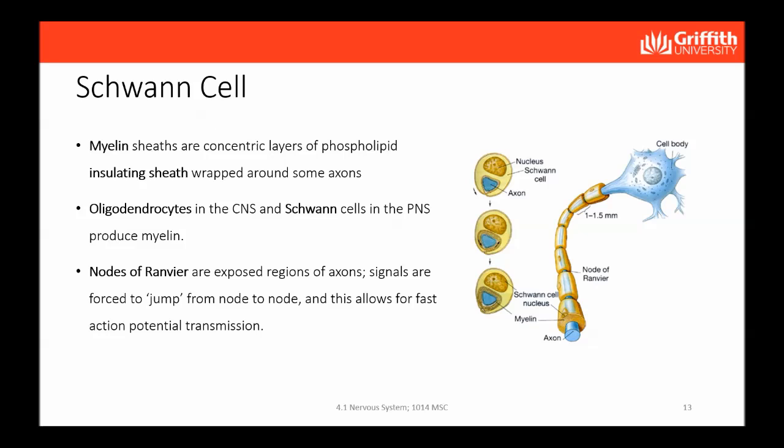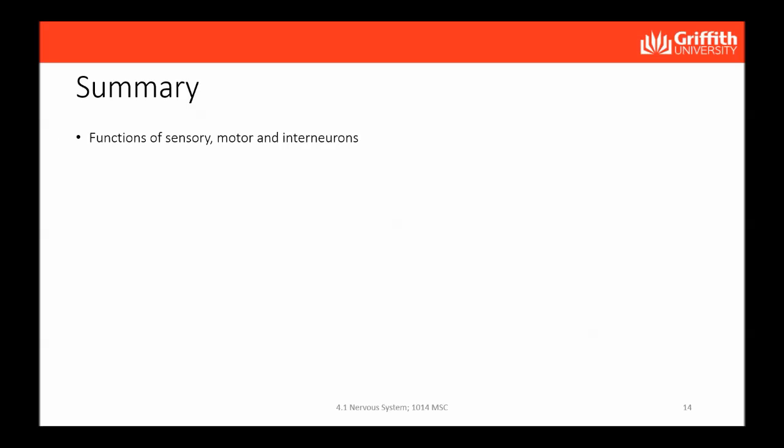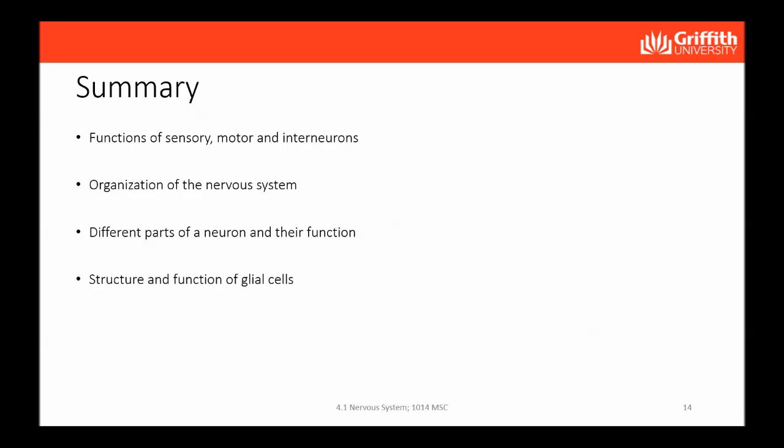As mentioned previously, the oligodendrocytes line the thick nerve fibers in the CNS and produce myelin sheath around them, whilst Schwann cells produce myelin sheath around the nerve fibers of the PNS. From this video, we have learnt about the functions of the sensory, motor, and interneurons, the organization of the nervous system, different parts of a neuron and their function, and finally, the structure and function of glial cells.